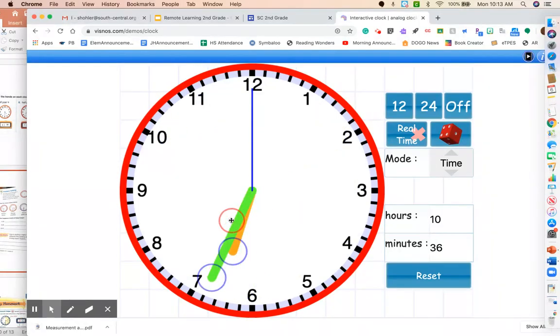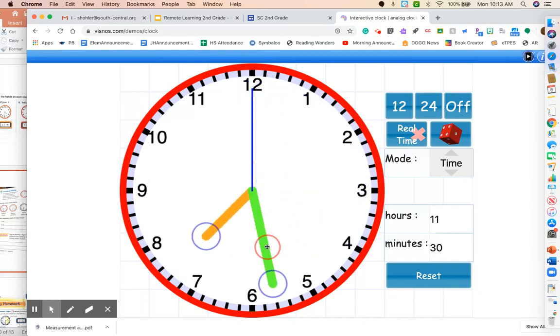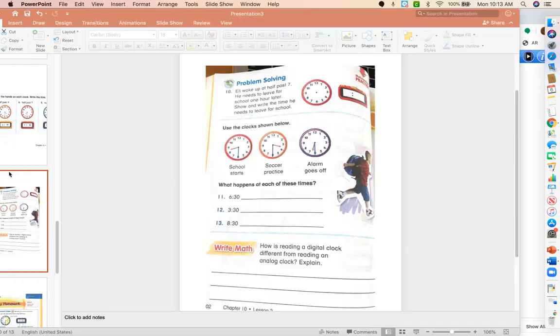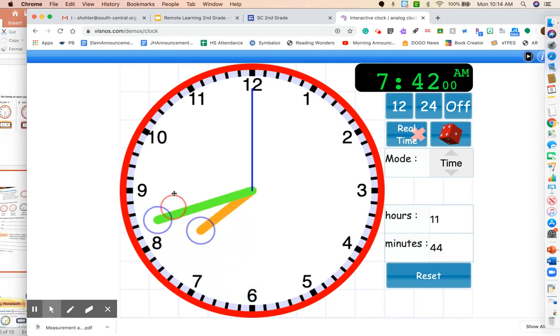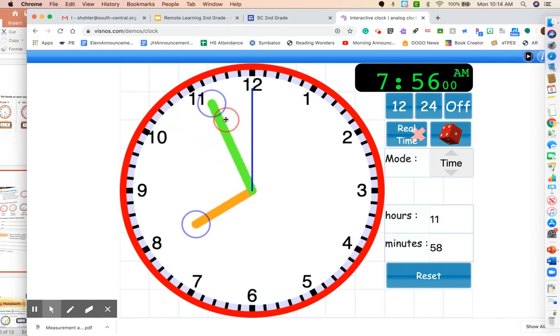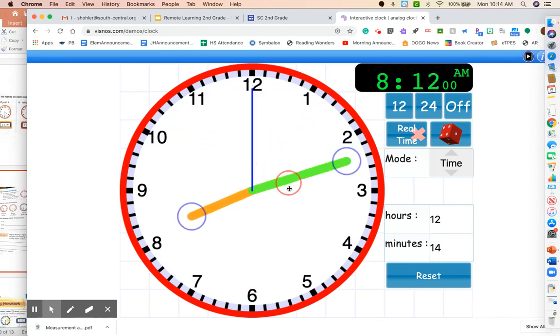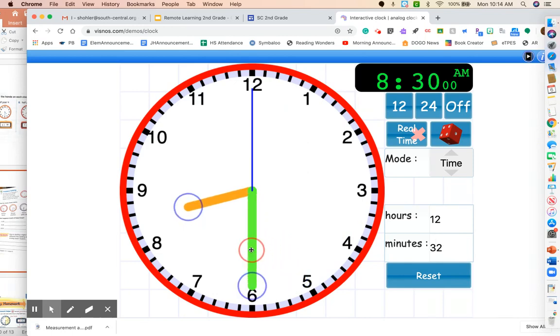So first of all, what time is 7:30? 7:30 means that it has gone to 7 o'clock and the minute hand has gone halfway around. So 7:30, he needs to leave for school 1 hour later. So now we need to take our minute hand and go around the clock one whole time. So here we go. Our minute hand is going all around the clock one whole time, going past that 12 because we have to go all the way around. So we're back to where we were.